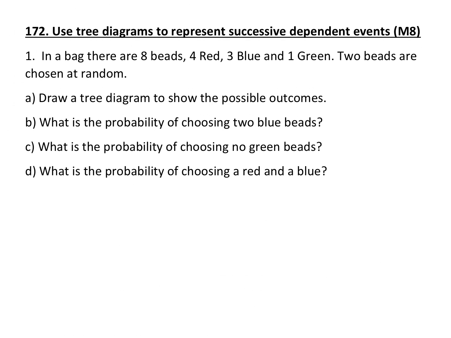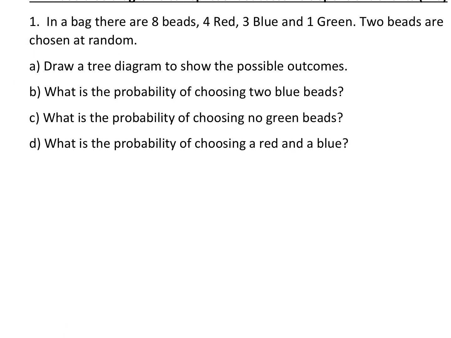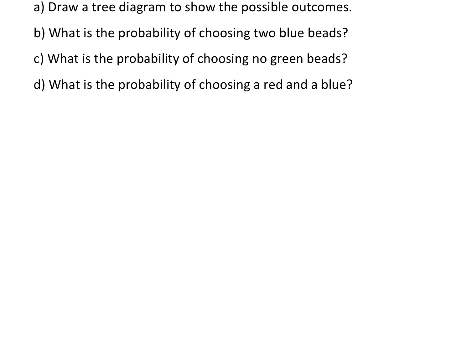Okay, this question looks familiar from the last time. Just quickly going to draw the tree diagram. In a bag, there are 8 beads, 4 red, 3 blue, 1 green, and 2 beads are chosen at random. Like the last question, you've got a first pick, you've got a second pick. Well, that's not what the question said, actually. It said you pick 2, but it actually equates to picking 1 and then picking another one.